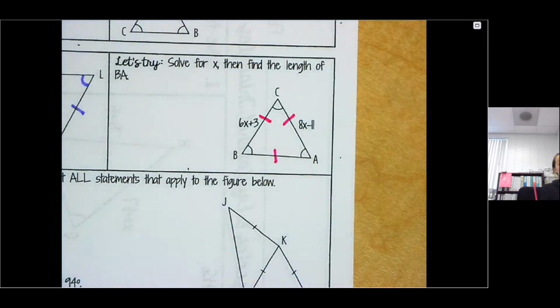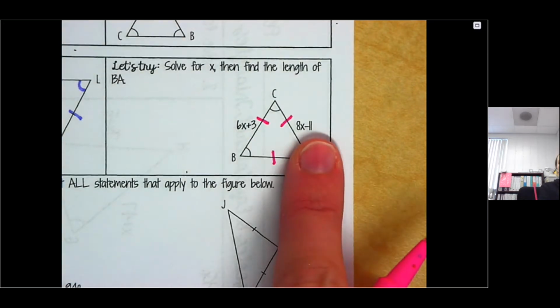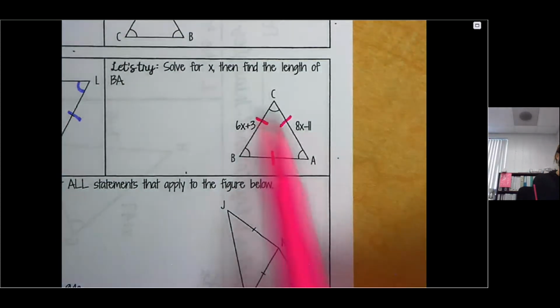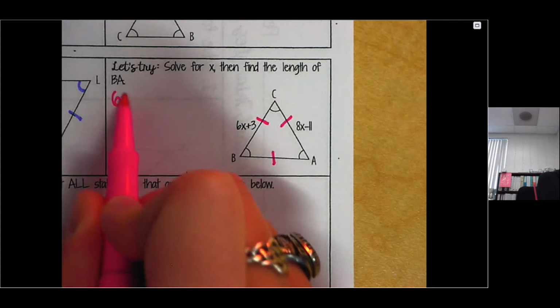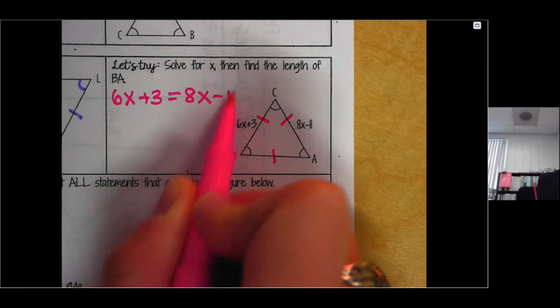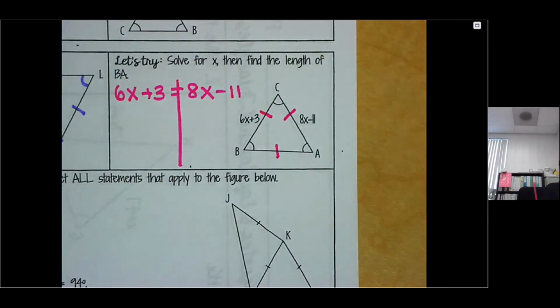So if they're the same, what should I do with these equations? Set them equal because they're the same. Don't ever set those equal to 180. These are on the outside. That's only for the inside. Okay, outsides, these are the same. All I'm going to do is set them equal to each other because they are congruent. And then it's just a little bit of algebra. So what should I do first?